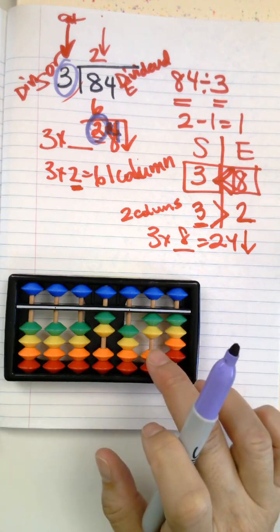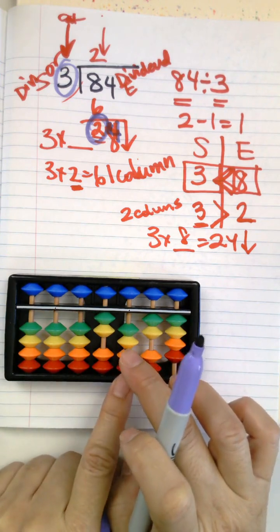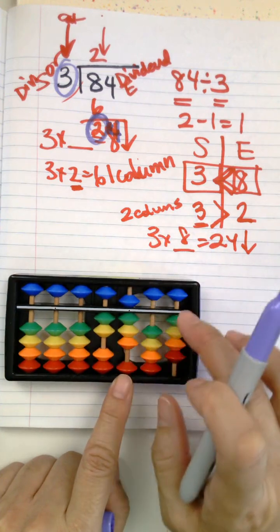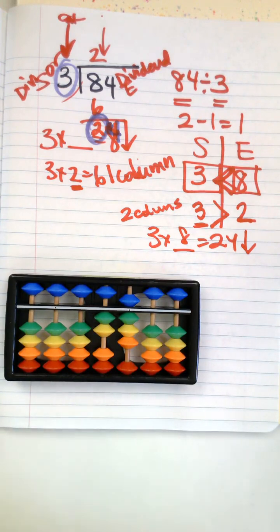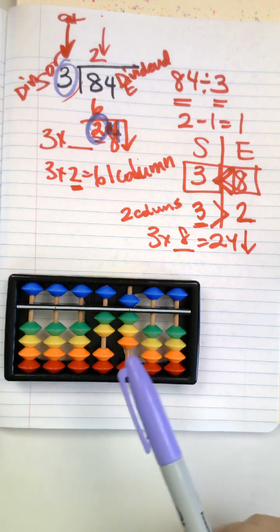So we know that if 3 is bigger than 2, we're here. So we see, okay, 3 times what is equal to 24 or less? 3 times 8 is equal to 24. Did that make sense? So, yeah, I mean, it's interesting how everything fits together, but it does fit really nicely.